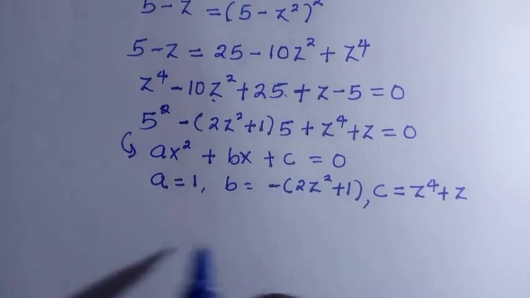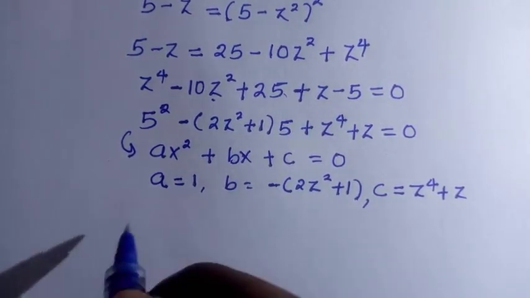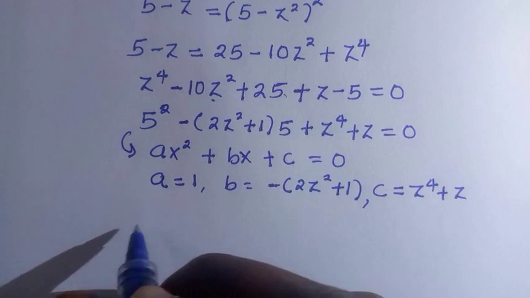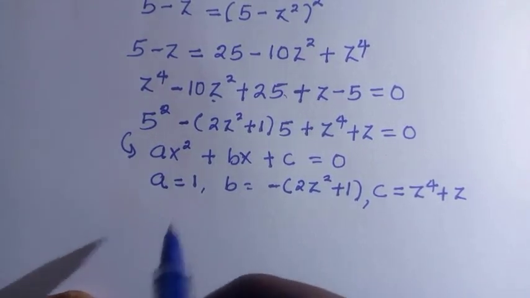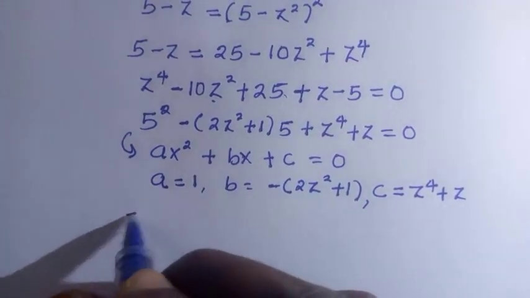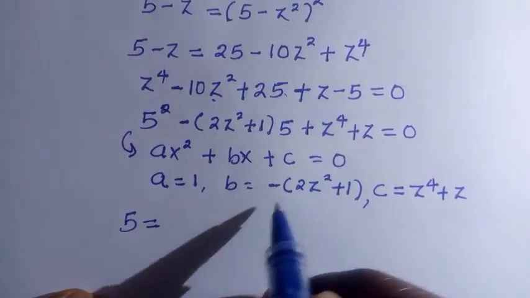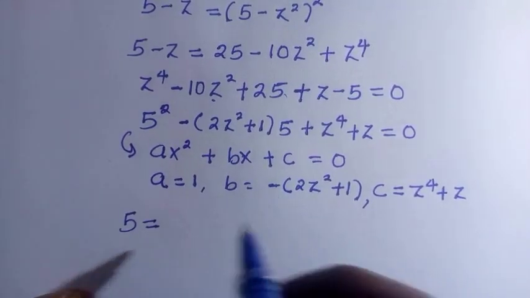So we are going to apply this quadratic formula, but instead of having x, we are going to have it as 5. Here we have 5 equals minus b, which comes with this negative and it negates this.